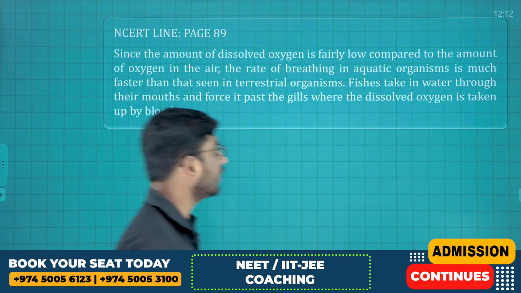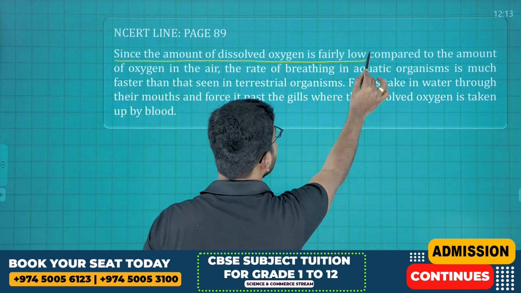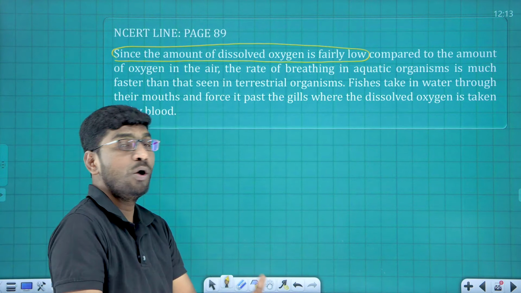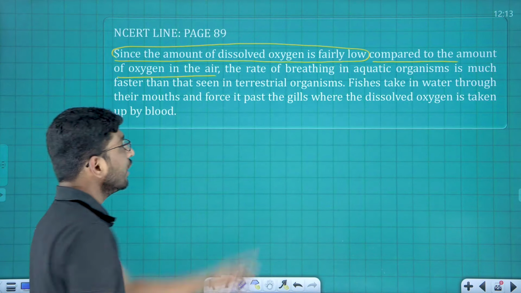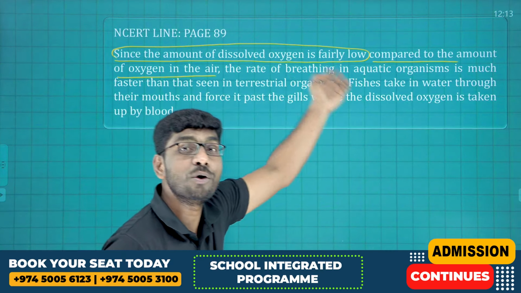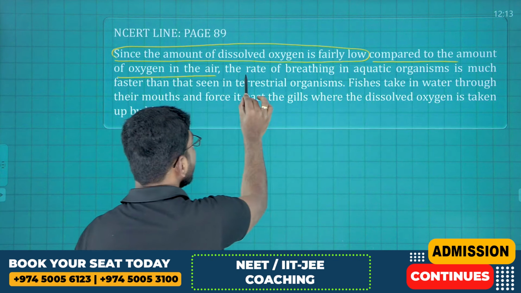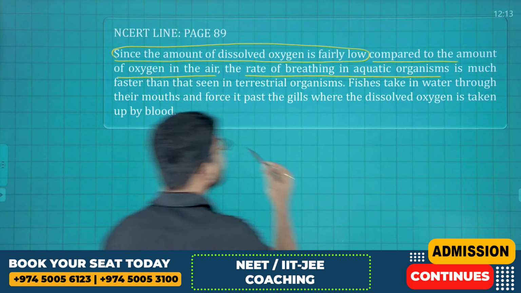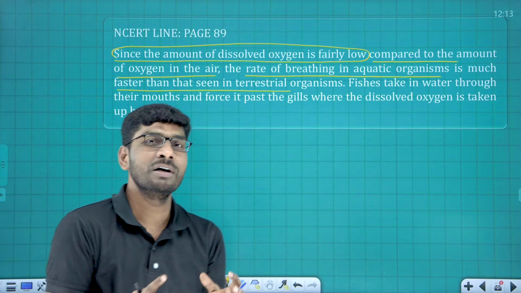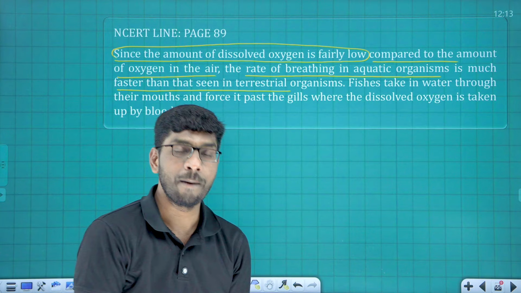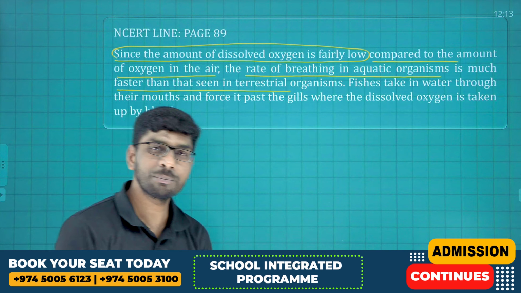Come to the next direct question. Direct point from NCERT: since the amount of dissolved oxygen is fairly low in water compared to the amount of oxygen in the air, in the aquatic environment, remember, the rate of breathing of aquatic organisms is much faster than that seen in terrestrial organisms. Are you with me? You got my point?